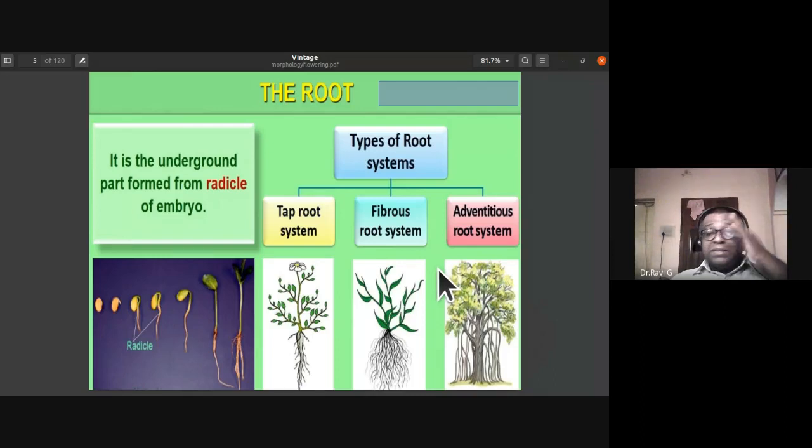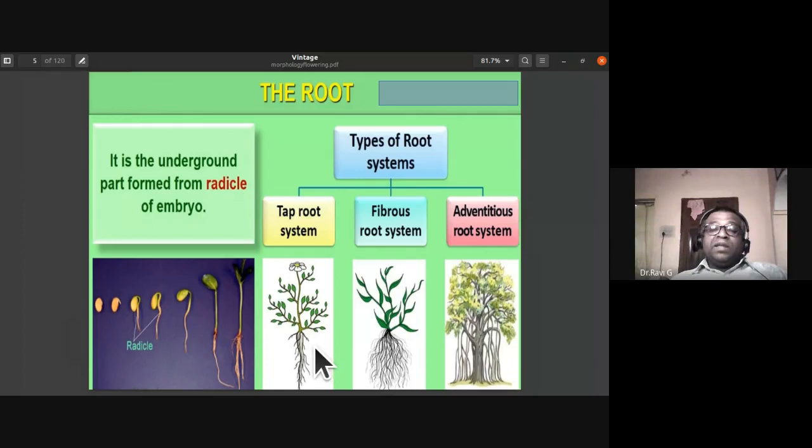So there are three types of root system. The taproot system, in which the radicle develops to form the primary root and they branch to form the secondary and tertiary roots. The fibrous root system is noticed in grasses, monocot plants. Initially, the roots are formed by the radicle, but later the radicle disintegrates and the roots arise from the base of the stem and they spread at the surface of the soil. We call this the fibrous root.